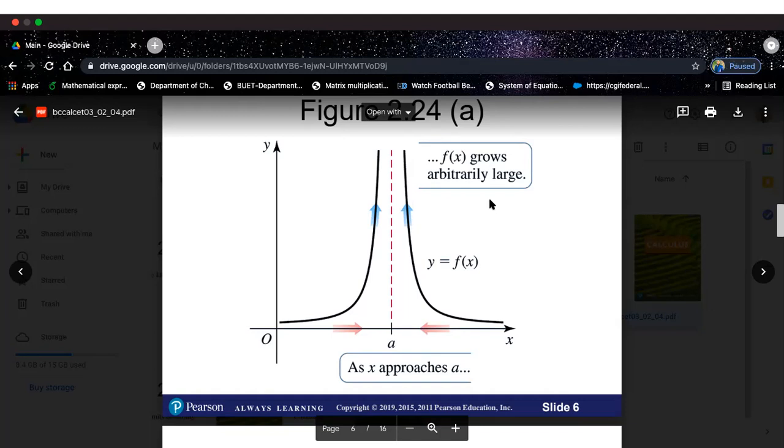it actually has the same values for the two-sided limits.